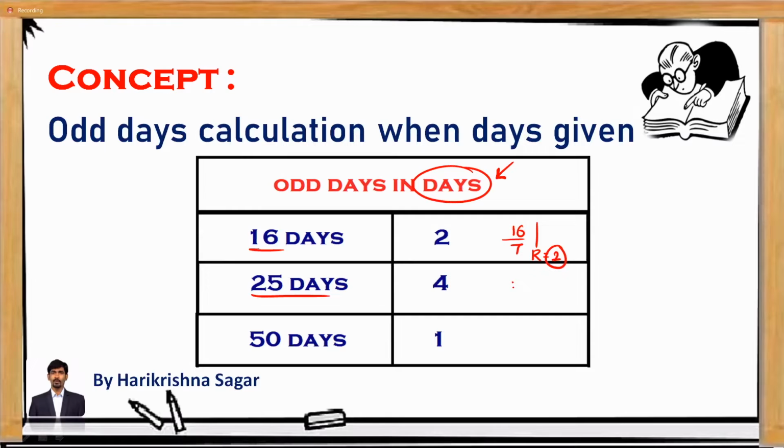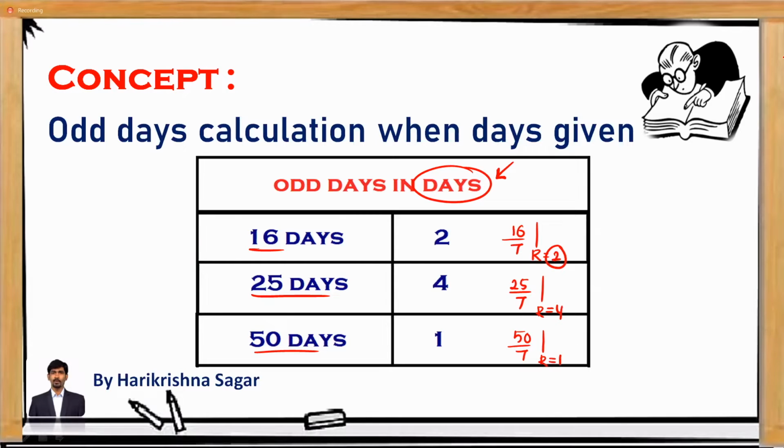25 days are there. What is the number of odd days is the question. 25 by 7. 7 3s are 21. We are left with a remainder of 4. 50 days are there. What is the number of odd days? 50 by 7. 7 sevens are 49. We are left with a remainder of 1. So like this we can find out the number of odd days for any particular number of days.